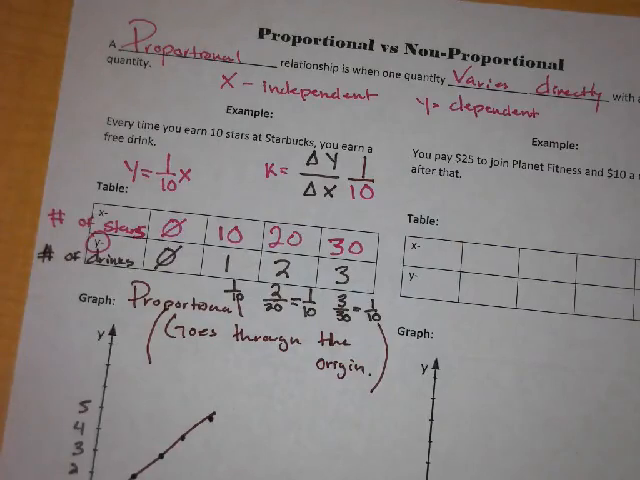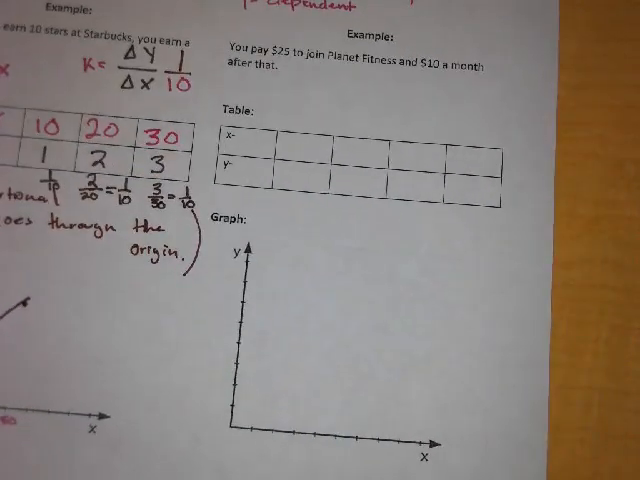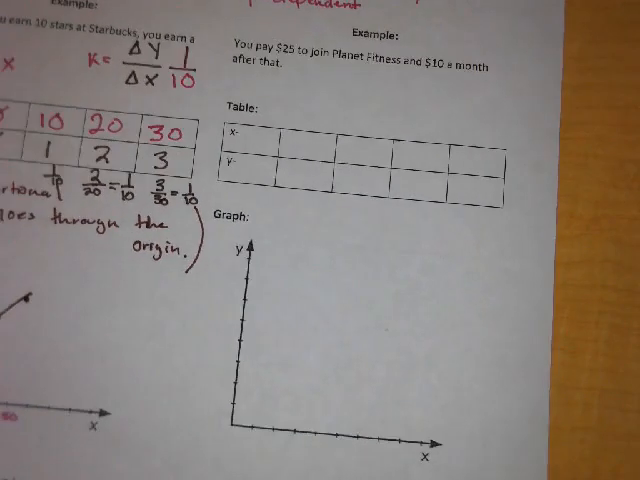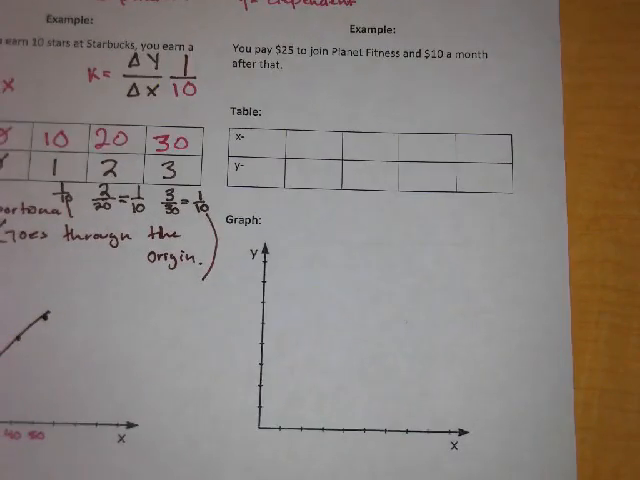So then we have a non-proportional situation, and it's a very simple way to tell that it's not proportional. First, let's read it out. You pay $25 to join Planet Fitness and $10 a month after that. So before you even use it, before you even start at the gym, you got to pay $25.